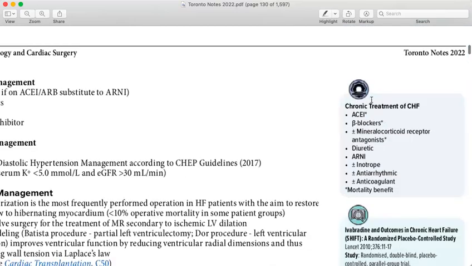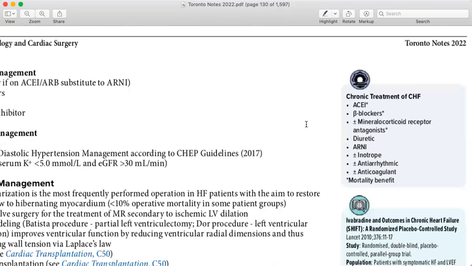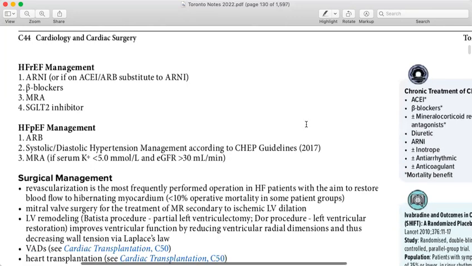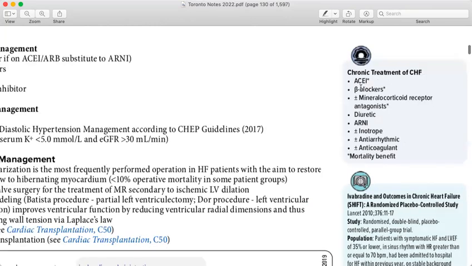So this is the chronic treatment of CHF. These are all the things that are written over there. What you need to remember is basically this chart or table. Chronic treatment of CHF: ACE inhibitors, beta blockers, mineralocorticoid receptor antagonists, diuretics, ARNI, inotropes, antiarrhythmics, and anticoagulants. The drugs that give the morbidity and mortality benefit are ACE inhibitors, beta blockers, and mineralocorticoid receptor antagonists. The rest of the things are given, but they do not give a mortality benefit.